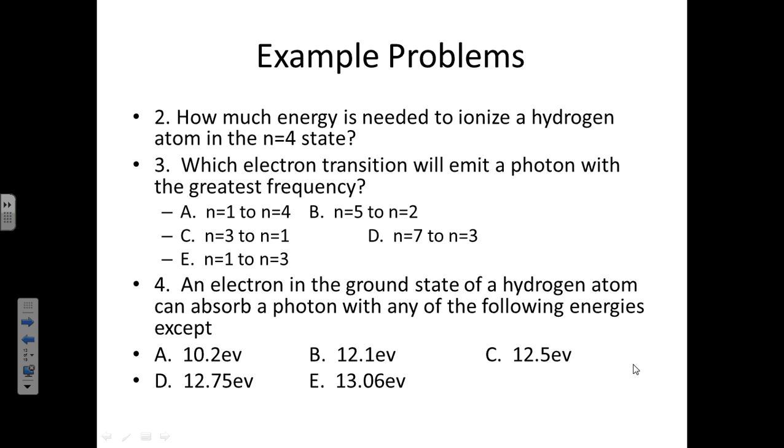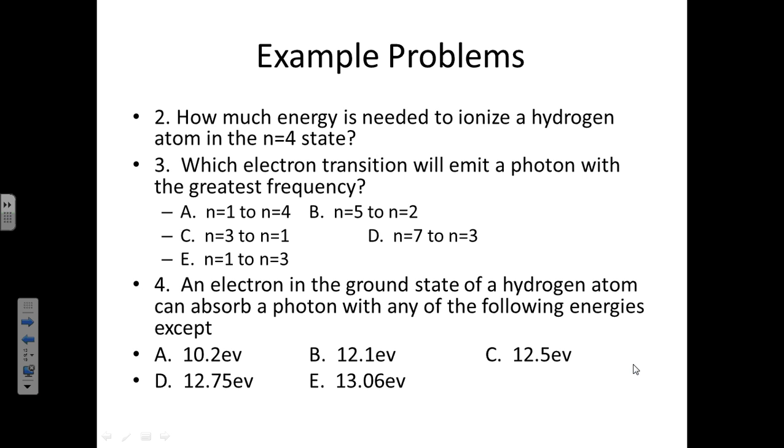First question: how much energy is needed to ionize a hydrogen atom in the n equals 4 state? So let's say you have an electron in a hydrogen atom in the 4th energy level. That's what n equals 4 means. What does it mean to ionize it? Make it move up a level, right?